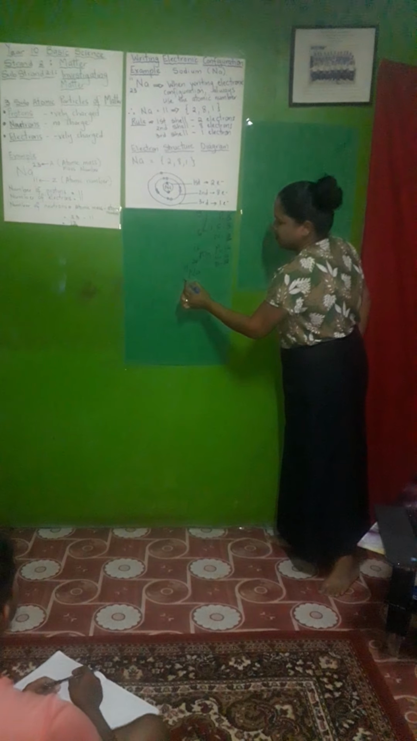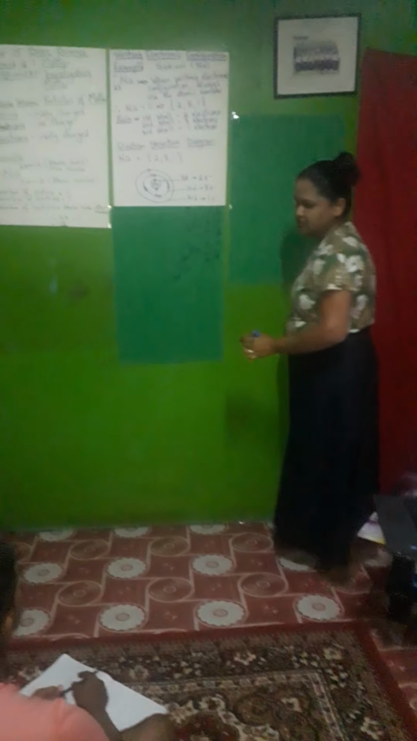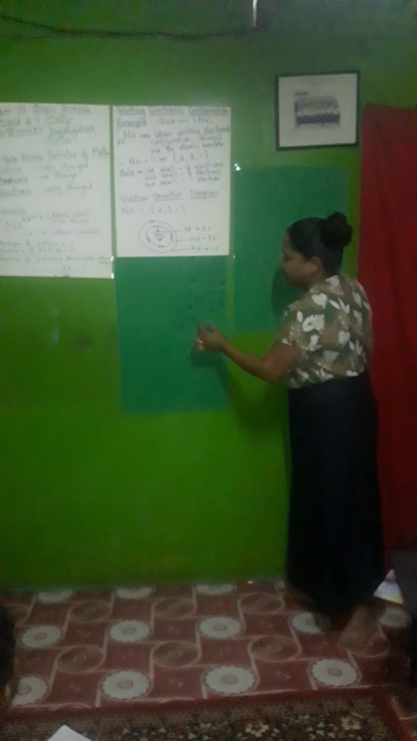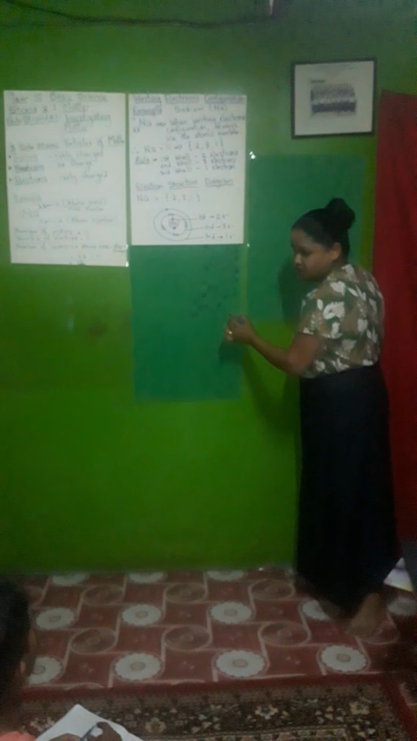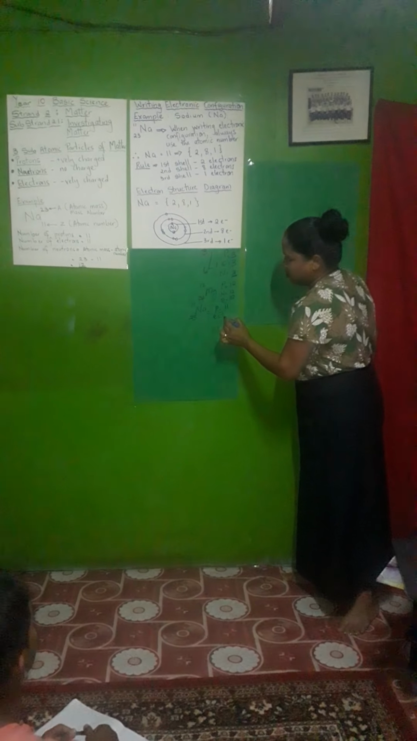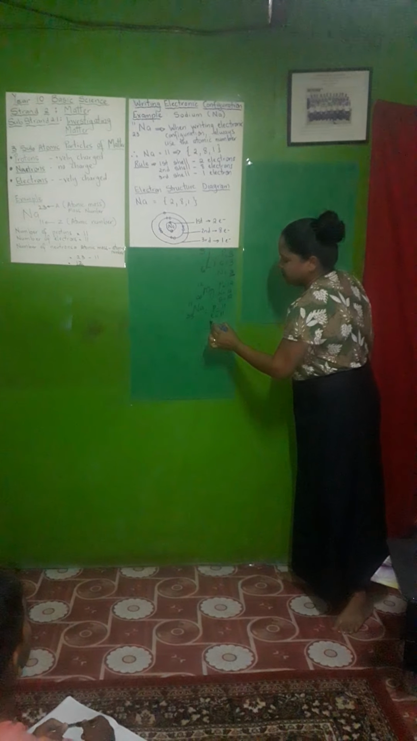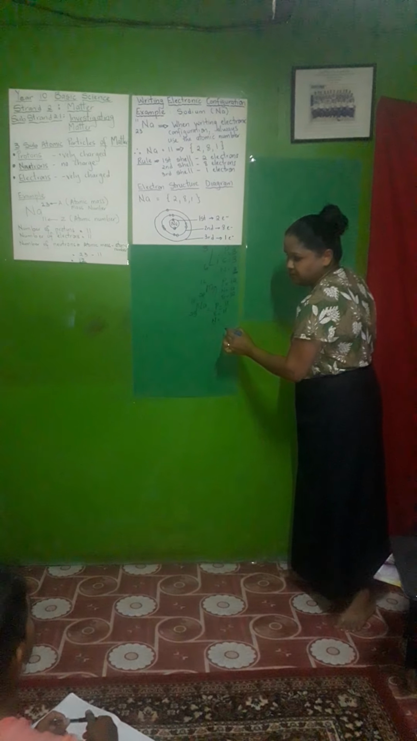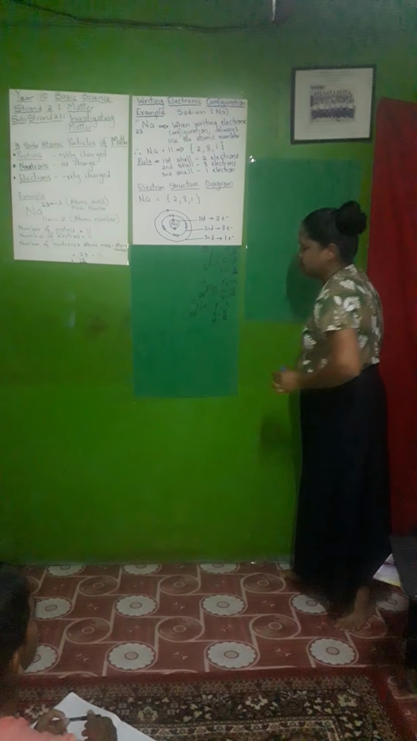Third atom there is sodium. Sodium is denoted by Na, that is the symbol for sodium, and the atomic number is 11 and the atomic mass is 23. Therefore, the number of protons in sodium is equal to 11. The number of electrons will also be 11, and the number of neutrons is going to be 12. Very good.